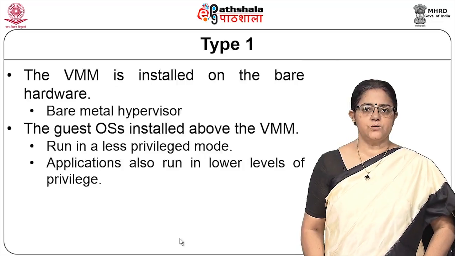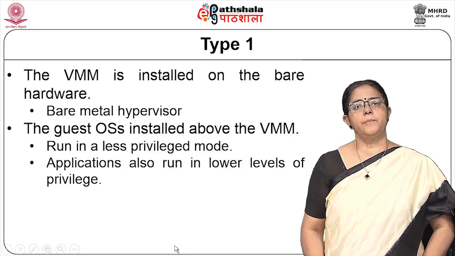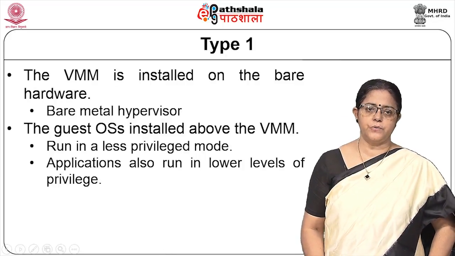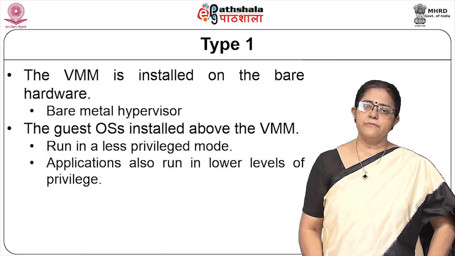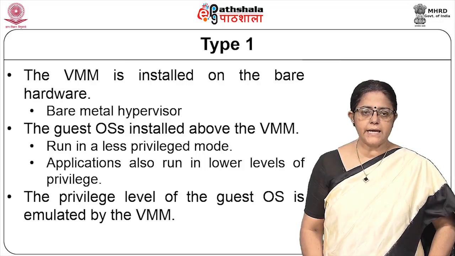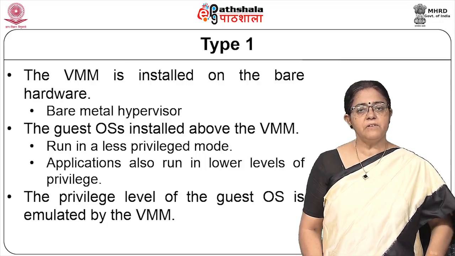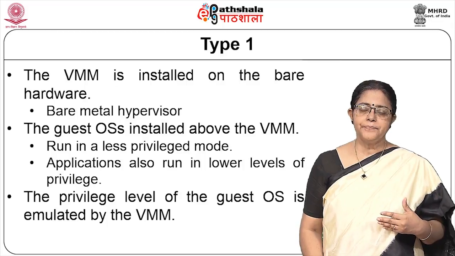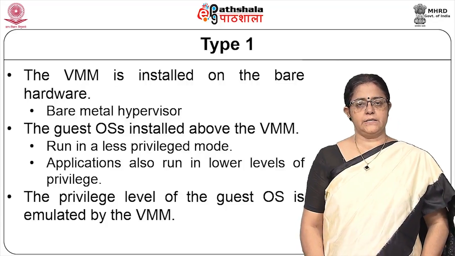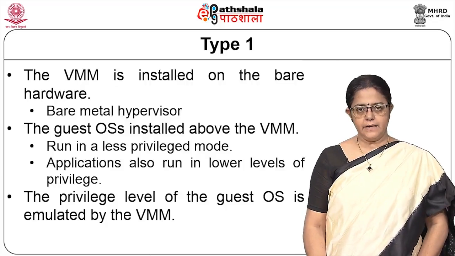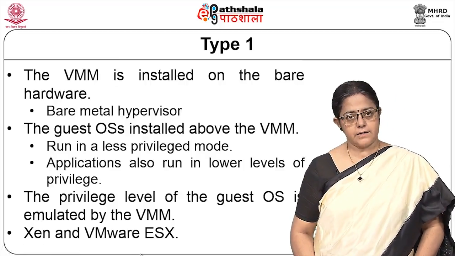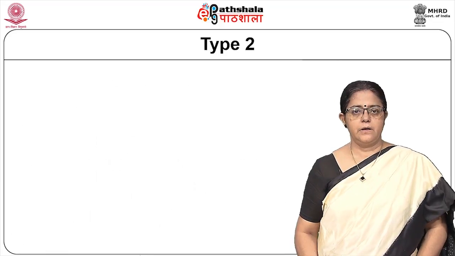Therefore, obviously the guest OS does not have the complete privilege that it normally enjoys when it is installed on top of the hardware. Therefore, the applications and the guest OSs have to make some kind of modifications. We will talk about that. The privilege level of the OS will be emulated by the VMM. All the privileges that the OS enjoys will have to be emulated by the virtual machine monitor. Xen and VMware ESX are typical examples of type 1 virtualization.